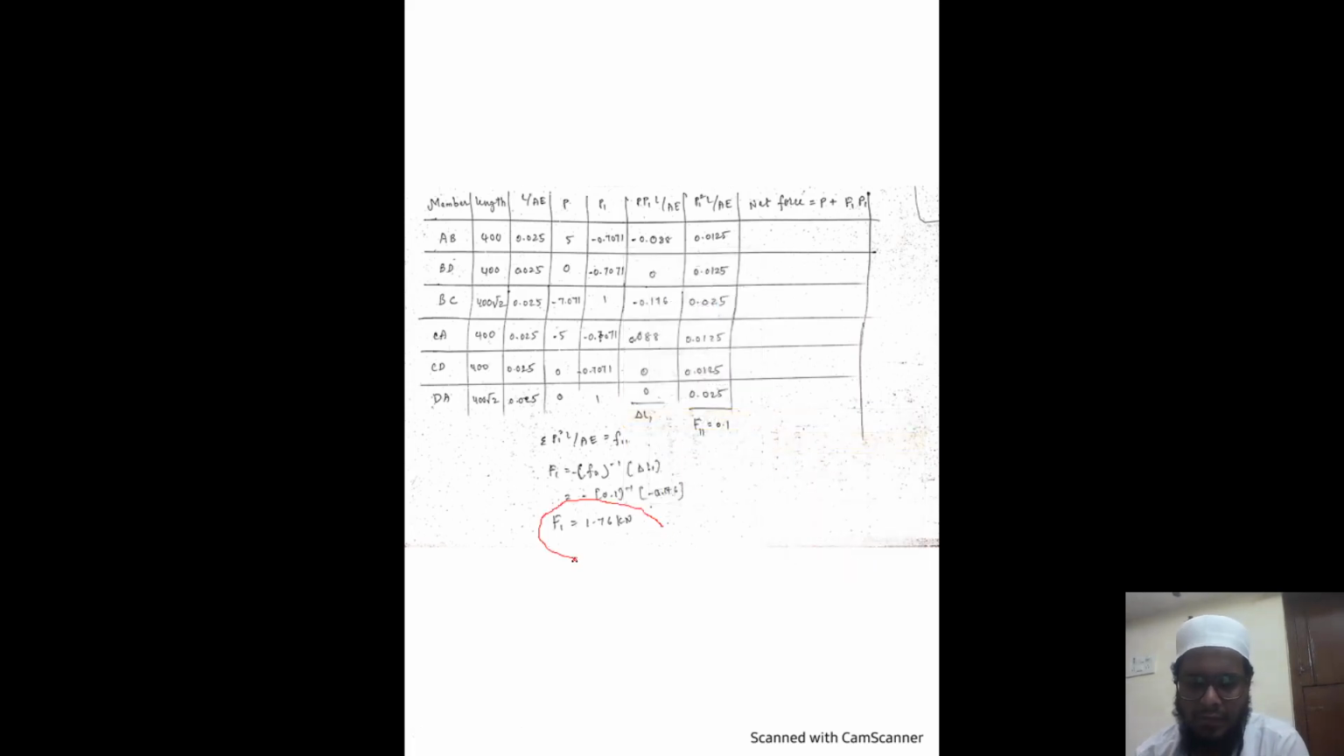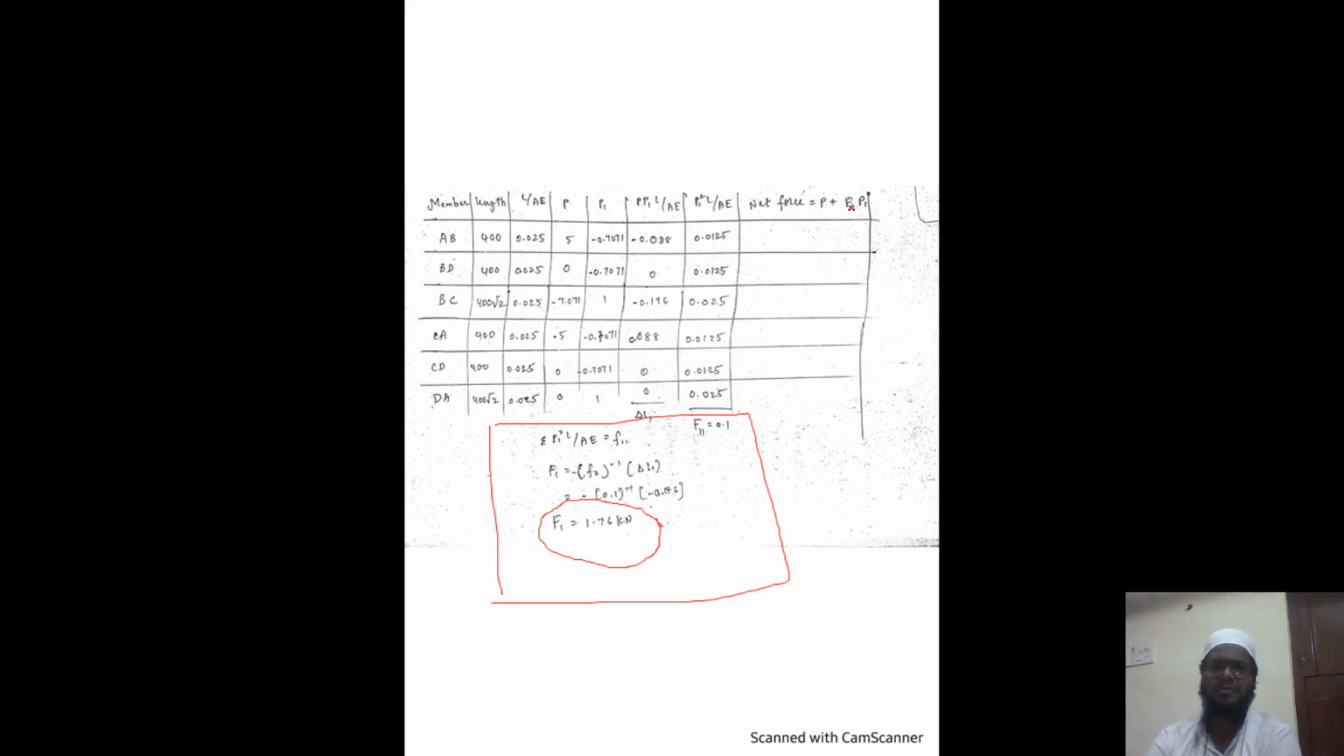Okay, this is how we calculate unknown forces, or force in the unknown diagonal members, with the help of the flexibility matrix method. Okay, so these calculations you can do on your calculators to get the final values. Net force also we can calculate with the help of P1 P or else P plus P1 square.